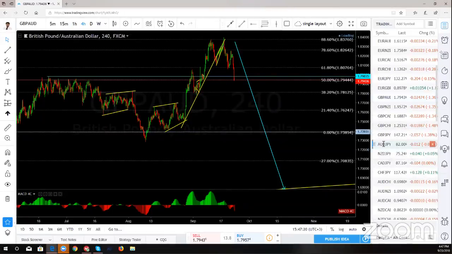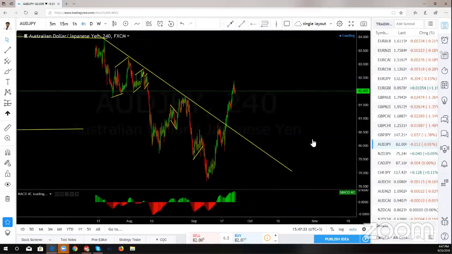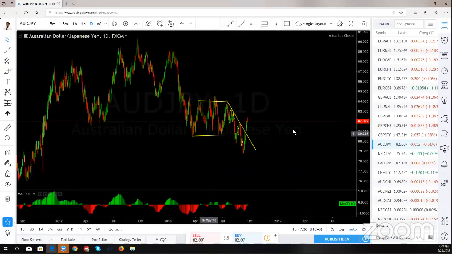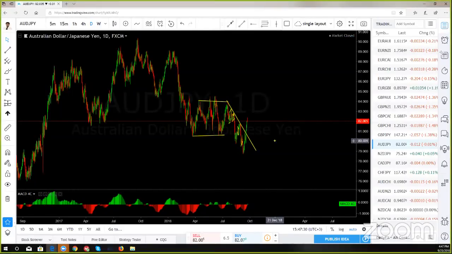So we're in the Aussie yen. Aussie yen already broke out. That means we can get a deeper upside on the Aussie yen. It's going to correct this week, right? You can see that this is likely going to correct itself and then upside.